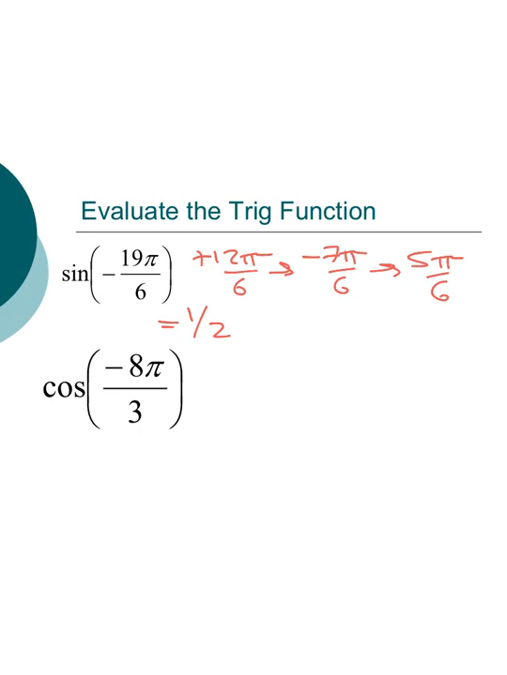For my cosine of negative 8 pi over 3, again, we're going to be adding 2 pi. To keep my denominator the same, we're going to be adding 6 pi over 3. The first time that I do that, I end up getting negative 2 pi over 3, which is still negative, so I don't want to do that. If I add 6 pi over 3 again, I get 4 pi over 3. So we can now evaluate the cosine of 4 pi over 3, which is going to be in our third quadrant with a 60-degree reference angle. The cosine is going to be negative, and we end up getting a negative 1/2 as our final answer.